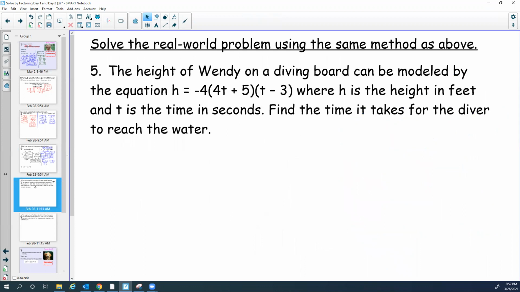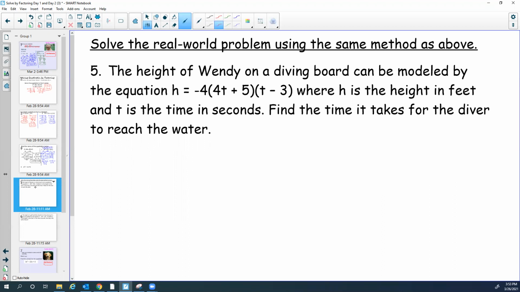All right, so the height of Wendy on a diving board can be modeled by the equation h equals negative 4t plus 5 times t minus 3, where h is the height in feet and t is the time in seconds. Find the time it takes for the diver to reach the water. So we're trying to find t, we're trying to find time. So let's go ahead and solve both of these.